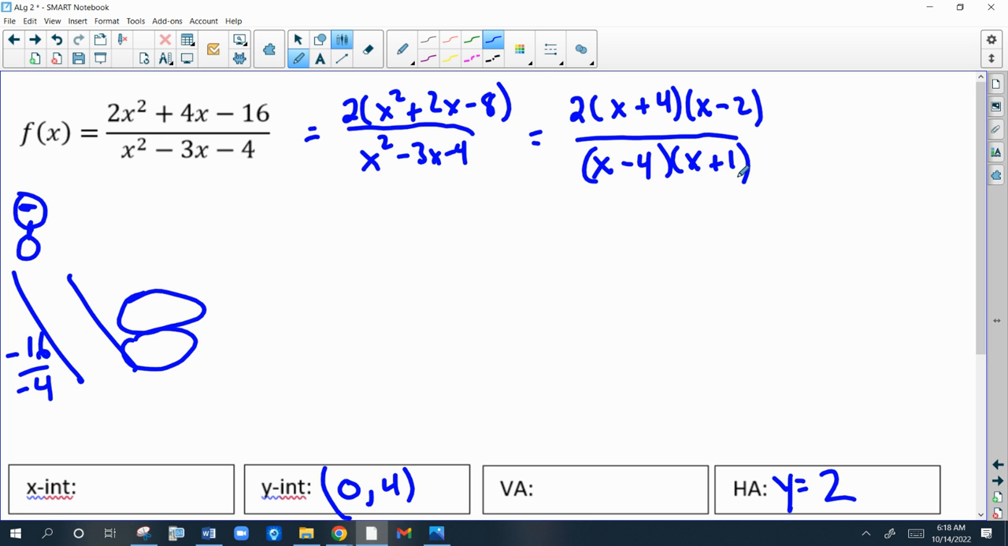So now I have it factored. X-intercepts are where y equals 0, and a fraction only equals 0 when the top equals 0. So the top equals 0 when x plus 4 equals 0, so x equals negative 4, and also when x minus 2 is 0, so x equals 2. I'm just setting the top equal to 0 for the x-intercepts. I have (-4, 0) and (2, 0).